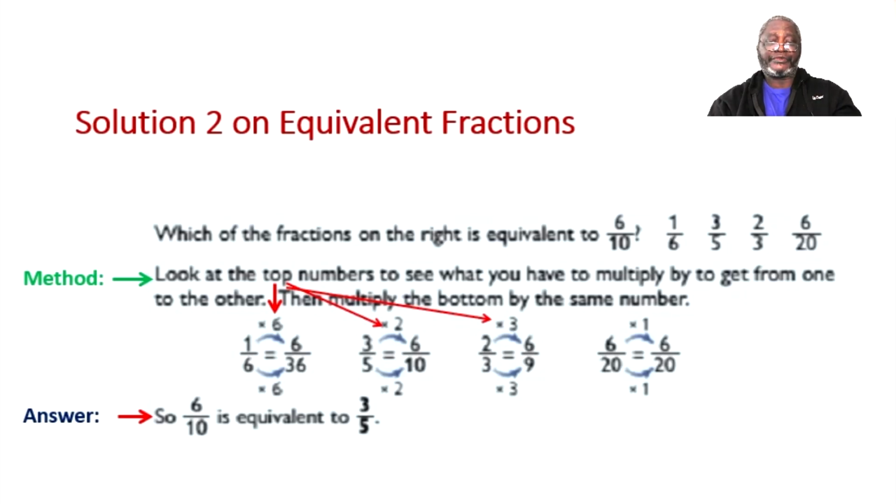Multiply 2 by 3, you have 6. Multiply 3 by 3, you'll get 9. Multiply 6 by 1, you have 6. Multiply 20 by 1, you'll have 20. Okay? So, your answer, 6/10, is equivalent to 3/5. And there is your solution, and that's how you do it, really.